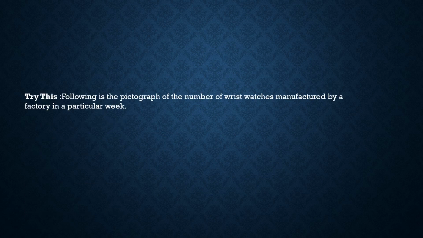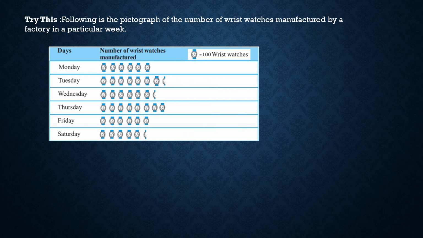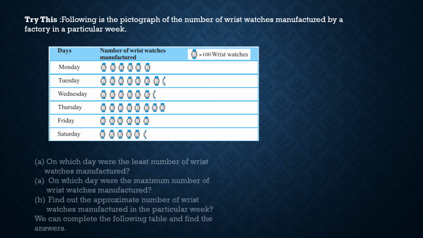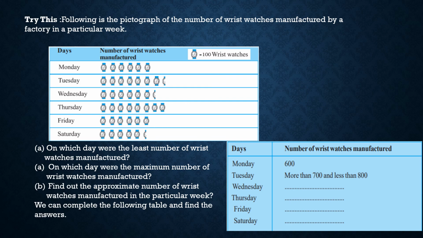Let us try one more question. Following is the pictograph of the number of wristwatches manufactured by a factory in a particular week. On this table, on the top, it is written, one picture shows 100 wristwatches. Here, some questions are there. We can complete the following table and find the answers. Monday, there are 6 pictures. Therefore, the number of wristwatches manufactured on Monday is equal to 600.